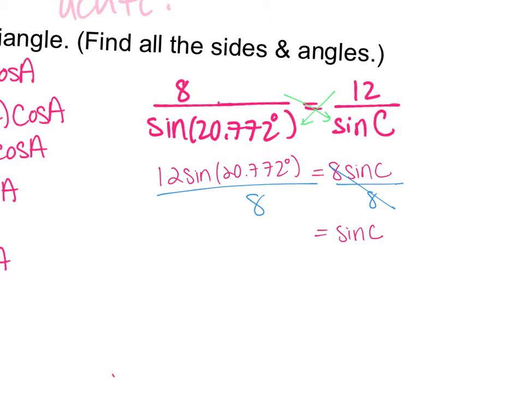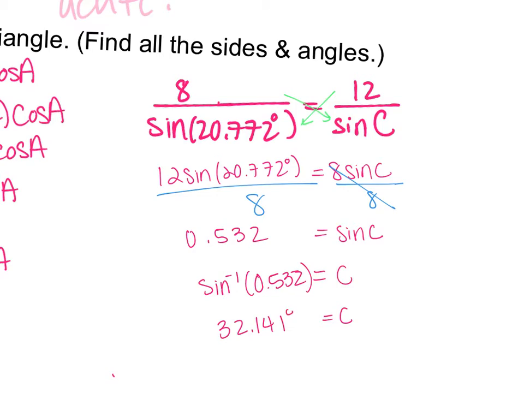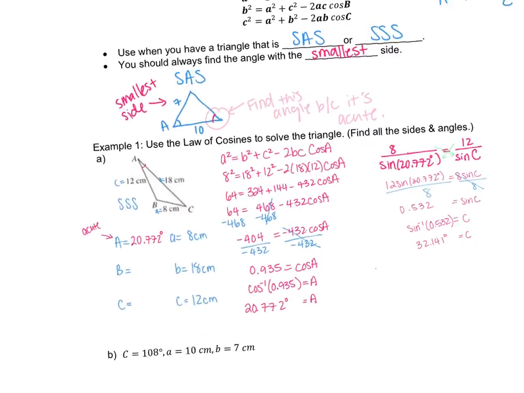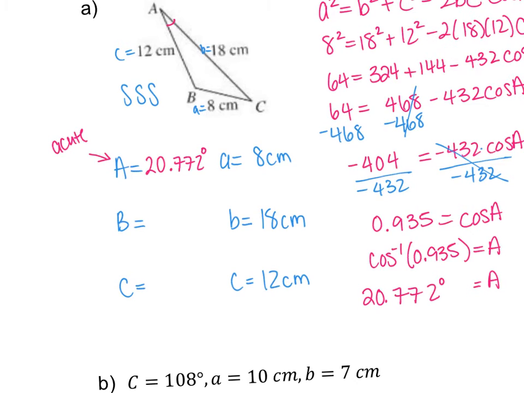So if I put this in my calculator, I get 0.532. So I can take the inverse sine of this and plug that in one more time. And my angle ends up being 32.141 if I round to 3 decimal places. All right, so now I have angle C, 32.141. And so again, I should have also gotten an acute angle, and I did.